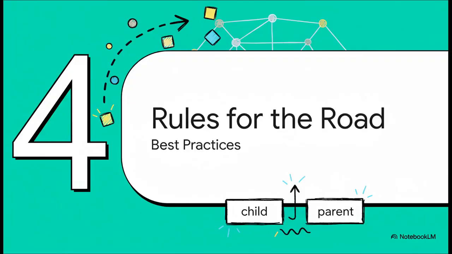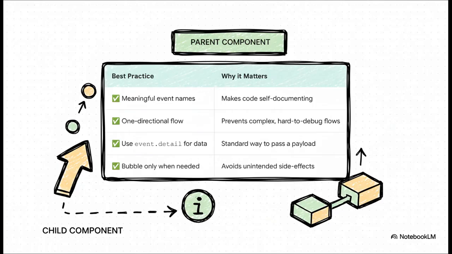So now that we know how to wire all this up, let's quickly go over a few rules for the road. Following these best practices will keep your code clean, make it way easier to read, and honestly, save you a lot of headaches down the line. First up, use meaningful event names. Something like onSelect tells you exactly what happened without even looking at the code.